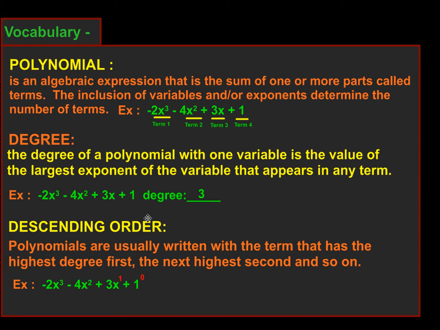Descending order. Polynomials are usually written with the term that has the highest degree first, the second highest next, and so on. So in this case, since the 3 is the highest, we would put that at the beginning, and then 2 would come next. Even though you see 3x plus 1, 3x is assumed to have an exponent of 1, and any number that doesn't have any exponent at all is called a constant, and that's assumed for determining descending order to have an exponent of 0. And so they would go in exactly this order right here.